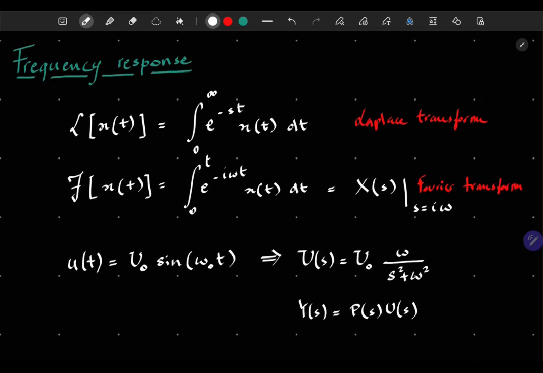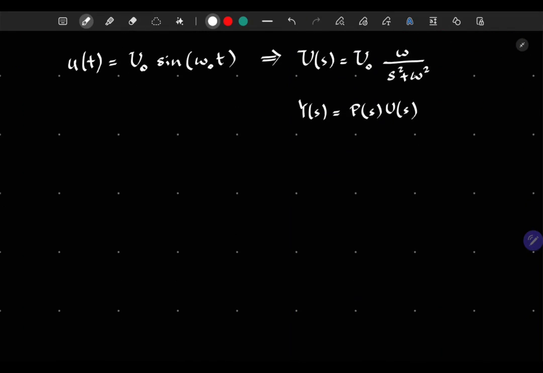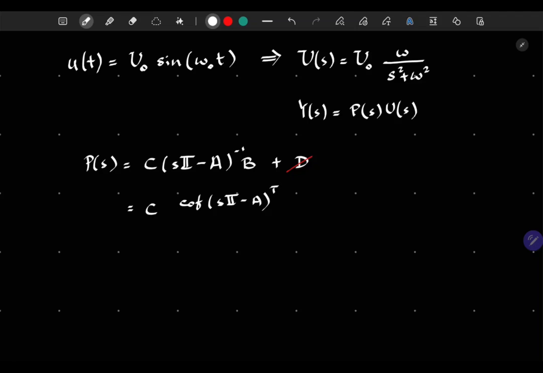Now again, recall that the transfer function of the system, P of s, is given by C times (s, the complex variable, multiplied by the identity matrix, minus A) all to the minus 1, times B. For now, for simplicity, we assume that D equals 0. And this is the product of C times the transpose of the matrix of the cofactors of s times the identity minus A, over the determinant of s times the identity minus A, which is a polynomial, the characteristic polynomial of the matrix A, times B. And this is a rational function of the s variable.